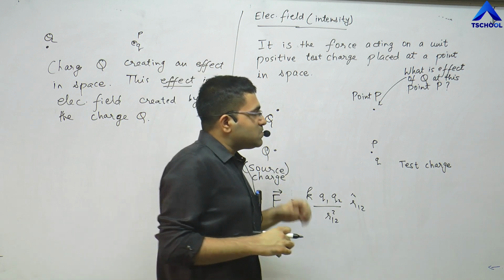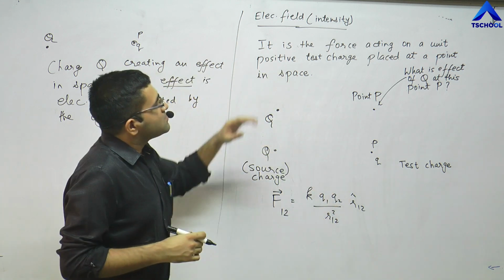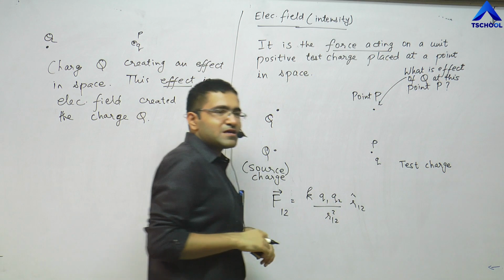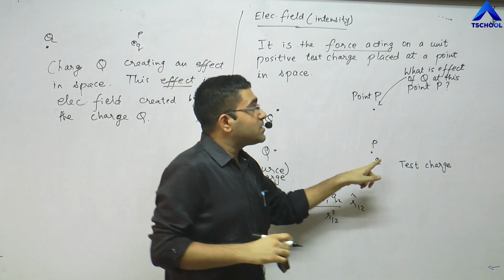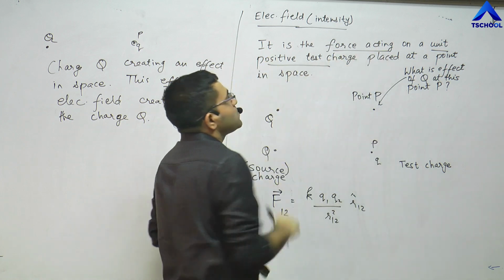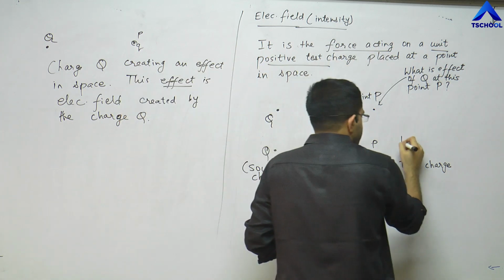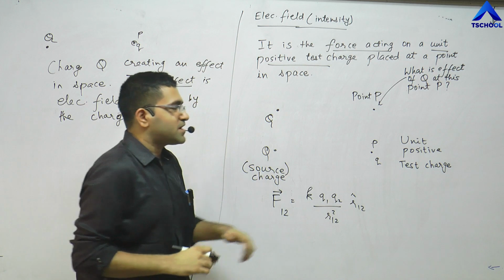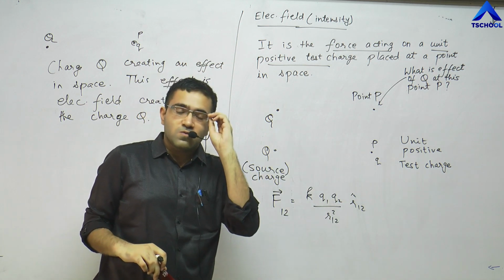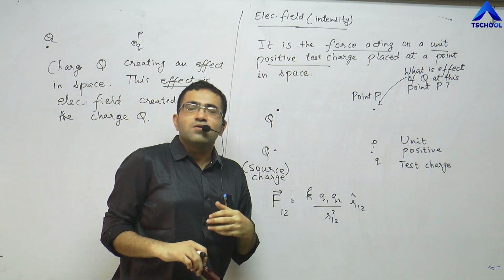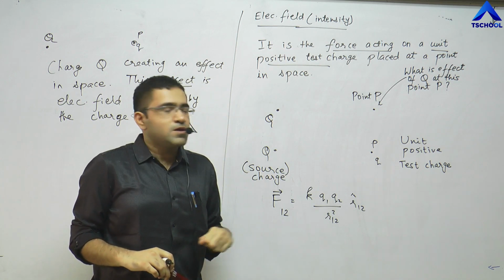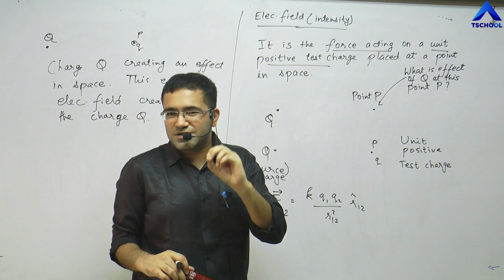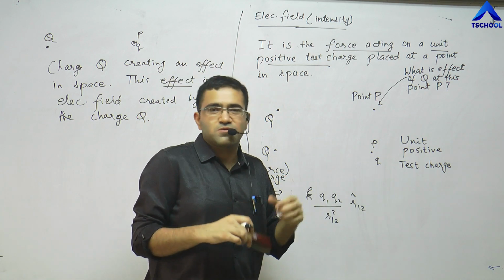Okay, so what we do is we define the electric field or electric field intensity in this manner: the force that is acting on the test charge, but that should be a unit positive test charge, right? So what we have is a unit positive test charge kept over there at this point P, right? So in any case you want to measure the electric field, you have to put a standard test charge to test or to measure the electric field.